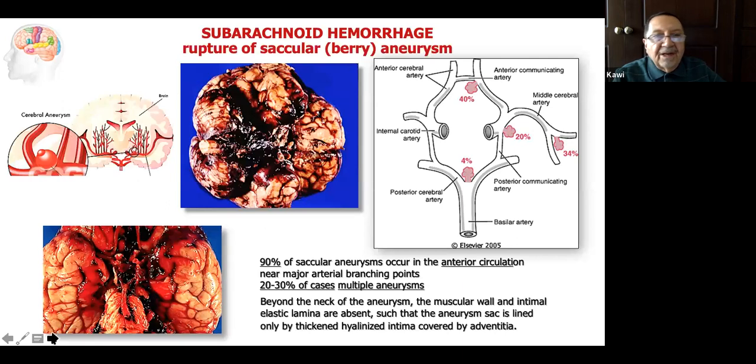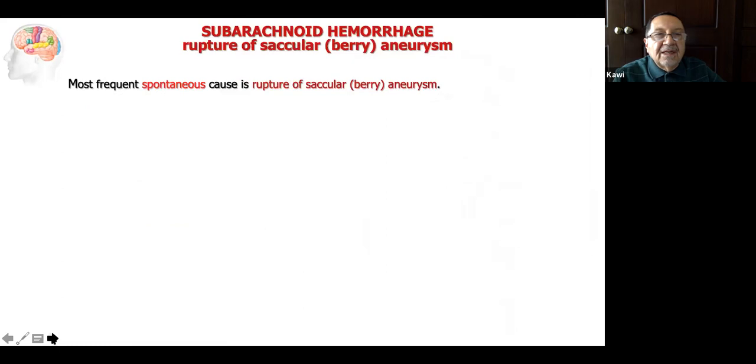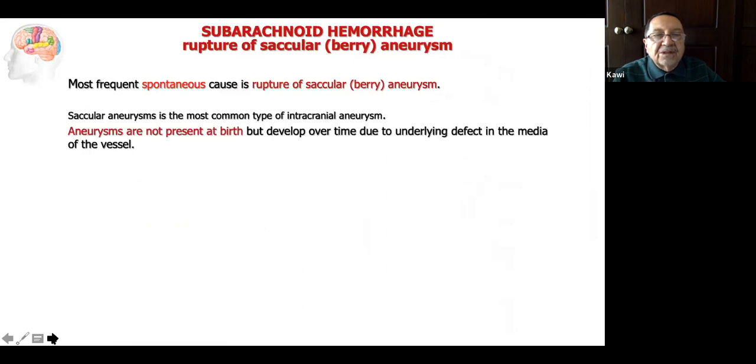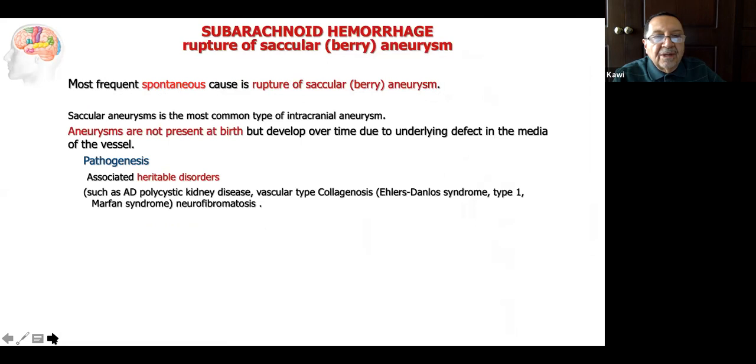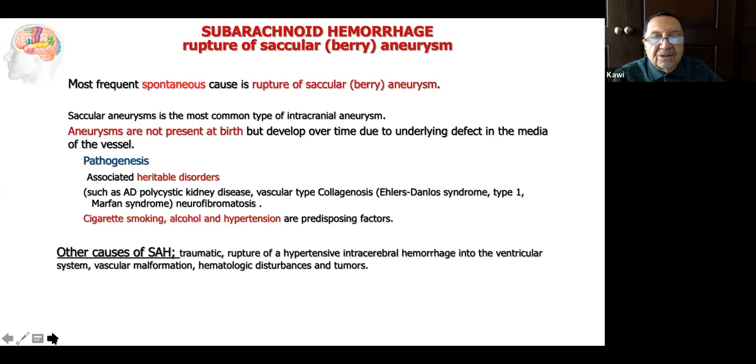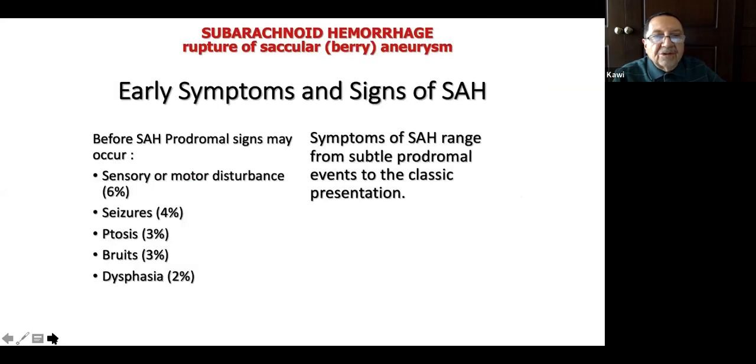Subarachnoid hemorrhage is a very important subject, and it is the most frequent spontaneous cause of rupture of the saccular, or what they call berry aneurysm, because it looks like a berry. The pathogenesis: either heritable disorder, such as polycystic kidney disease or collagenoses, or cigarette smoking, alcohol, and hypertension. Other causes is vascular malformation, can be associated with berry aneurysm.